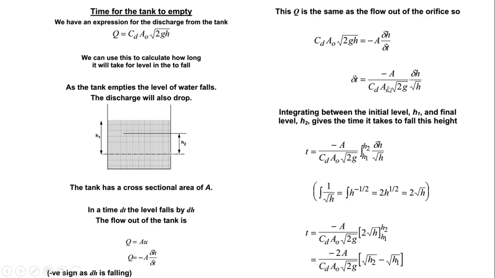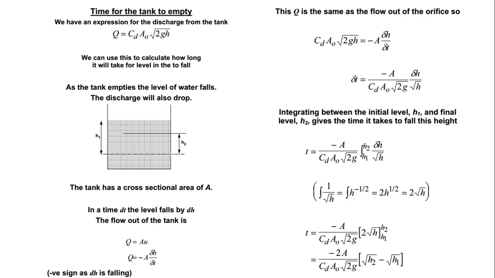Then we integrate both sides. Here we are integrating in relationship to T, and on this side we are integrating in relationship to H. If you are integrating in relationship to H, the term A over CD A naught square root of 2G becomes a constant. The only thing that is varying is H, because H is reducing. So we need now to integrate 1 over square root of H. Please go and learn your integration very well, because without learning your integration, this part will be very complicated for you. Go and learn the basics of integrations.